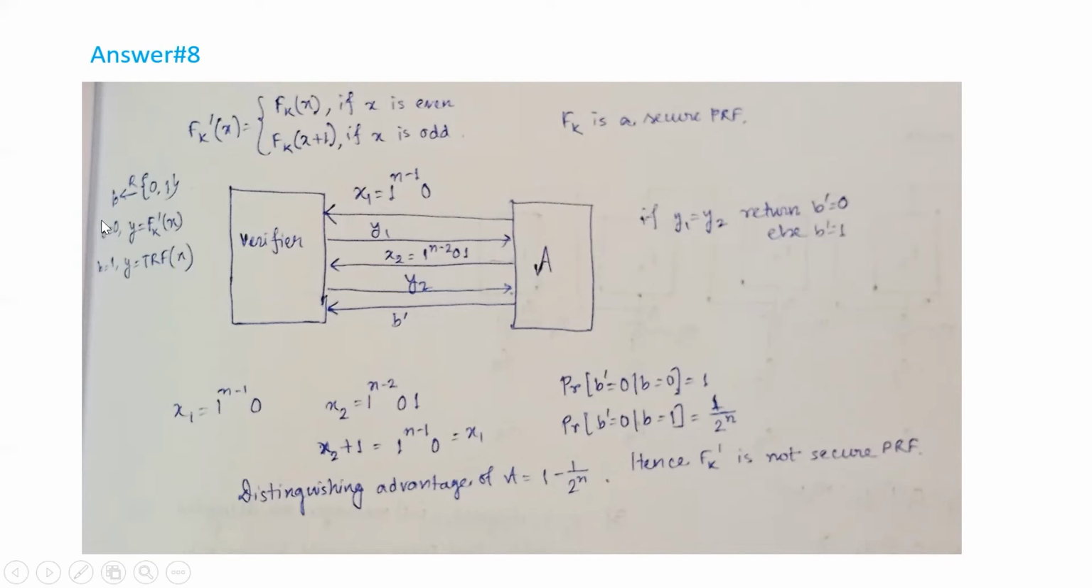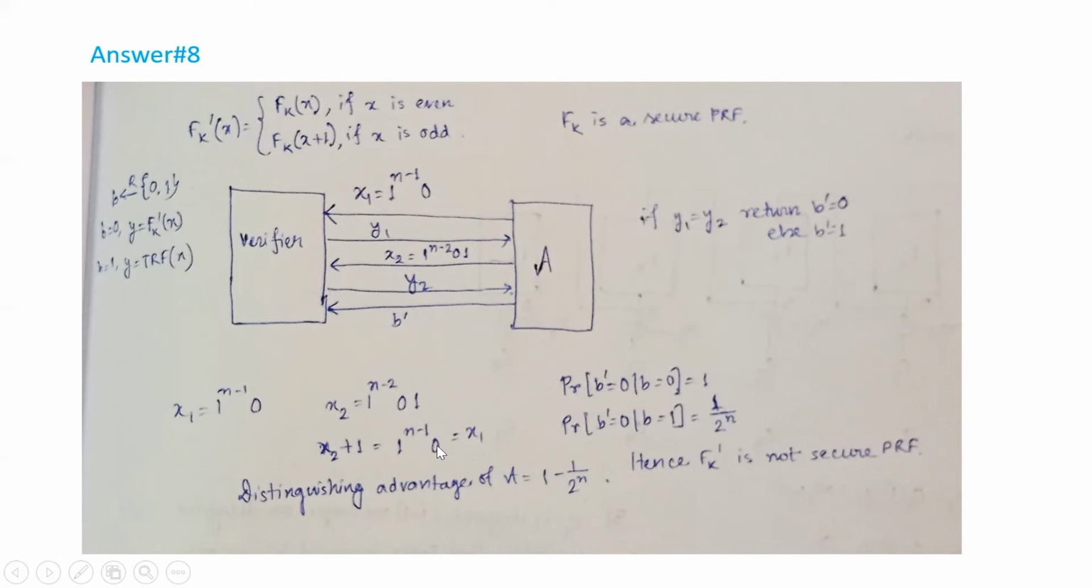Now, analyzing the scenario, if b equals 0, that is, if the verifier actually chose the PRF to output the responses to query inputs, then of course y1 will always be equal to y2 according to the definition of fk dash. So that probability is 1. And what is the probability if b was actually chosen as 1? That is, the verifier chose to output yi to the corresponding query inputs using a truly random function, but yet the adversary got y1 equal to y2. That probability is clearly 1 by 2 to the power n.